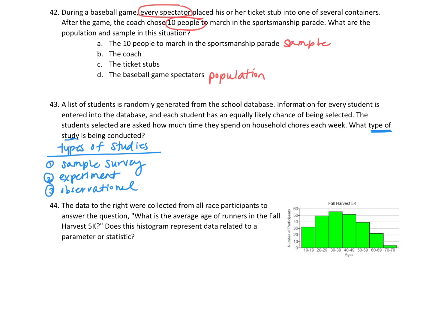So in this example, is this an example of a sample survey, an experiment, or are we observing to collect data? So every student is entered into the database. Each student has an equally likely chance of being selected. The students selected are asked how much time they spend on household chores each week. So this is a sample survey.